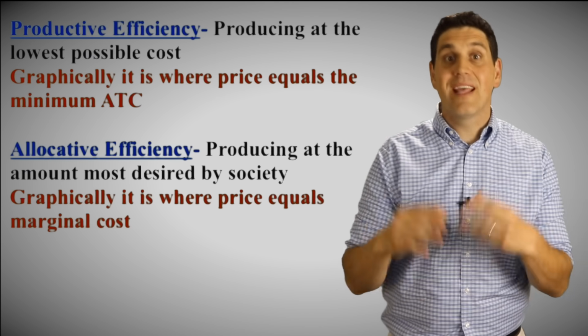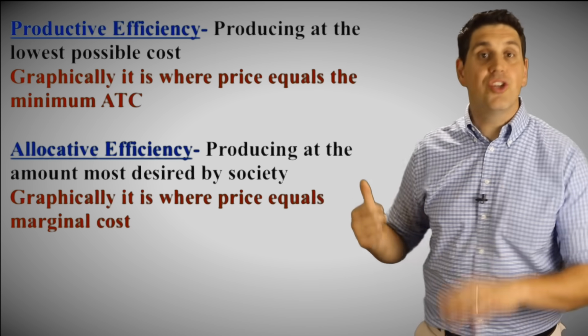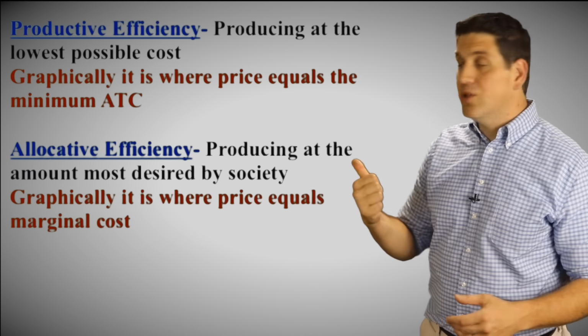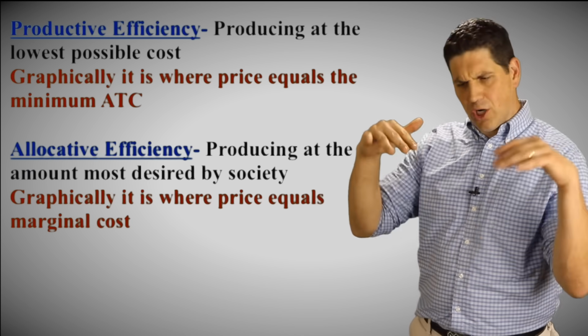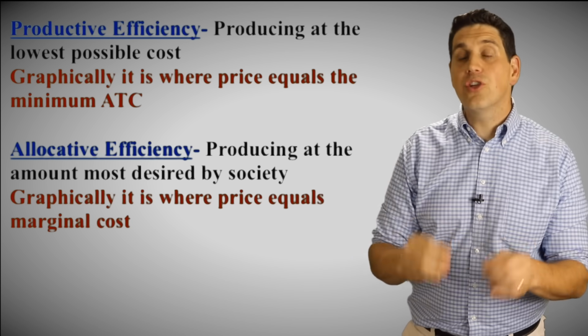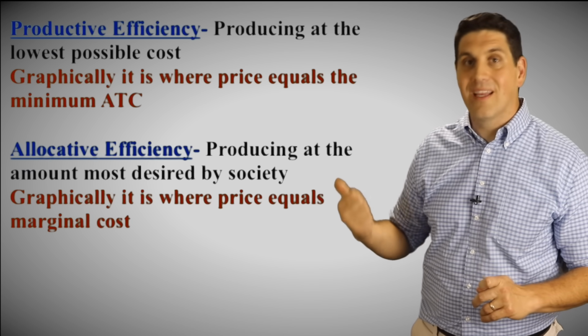Now the last thing in this unit is the idea of efficiency. Remember, there are two different types: productive and allocative. Perfect competition in the long run has both. They're producing at the productively efficient quantity, which means they're producing at the lowest ATC. Their costs are the lowest they can be. And they're also allocatively efficient, or socially optimal, because they're producing where the marginal cost hits the demand.